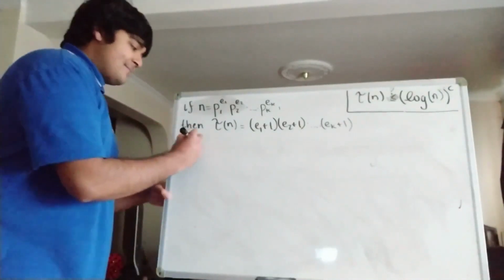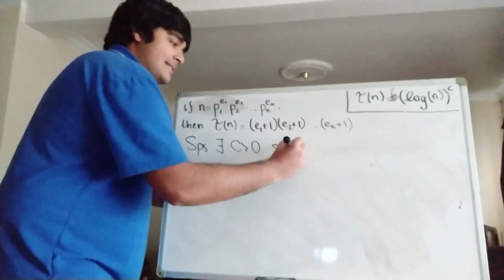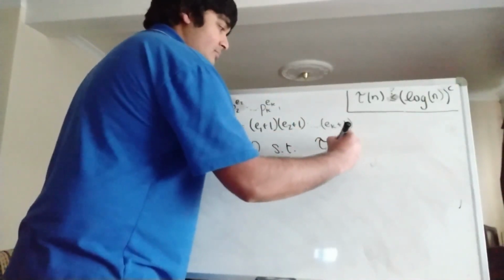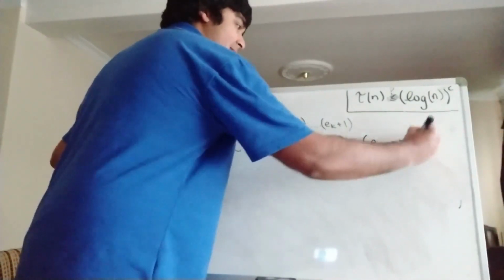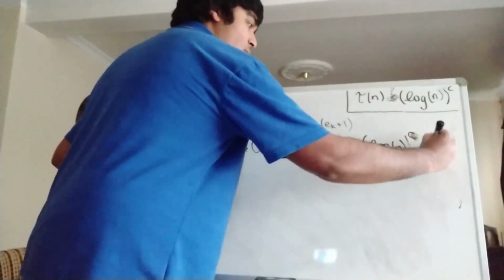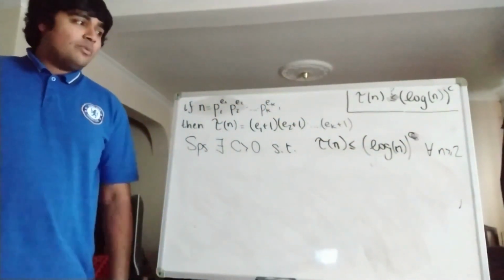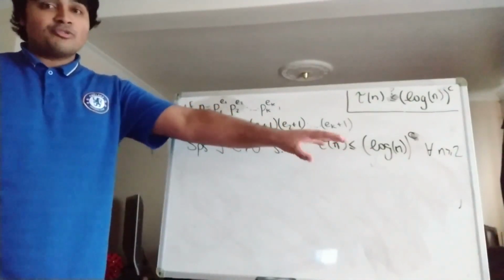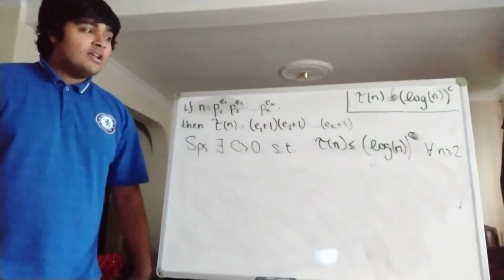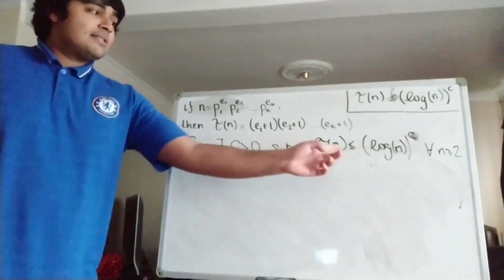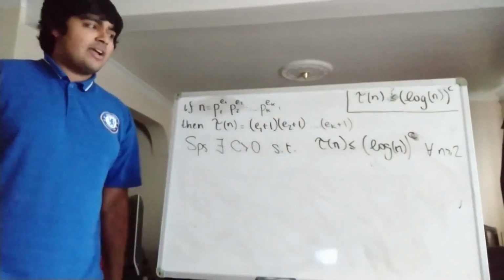So we're going to do exactly that. Suppose there exists c bigger than 0 such that tau of n is less than or equal to log n raised to the power of c, and this is for all positive integers n at least 2. Now what we want to do is essentially find some contradiction, and I guess the most obvious way we can try to do that is to find an n that doesn't work. So find some positive integer n such that when we plug it in, we get that the left hand side is actually bigger than the right hand side.